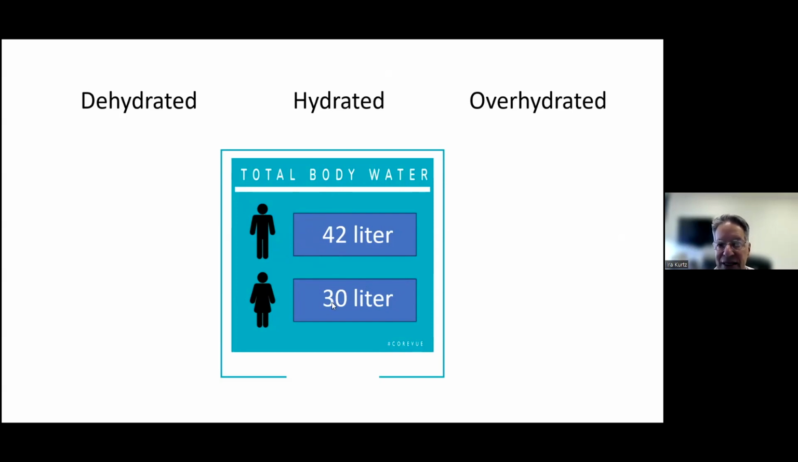So dehydrated and hydrated aren't words you should just throw around. You need to use them in a precise way. And what you're saying when you use these words is how much water do I have in my body relative to what I always have. If it's less than you always have, you're dehydrated. If it is what you always have, you're just hydrated properly. Now, it could be more. This could go to 43 or 44 or 45, and then you're overhydrated.